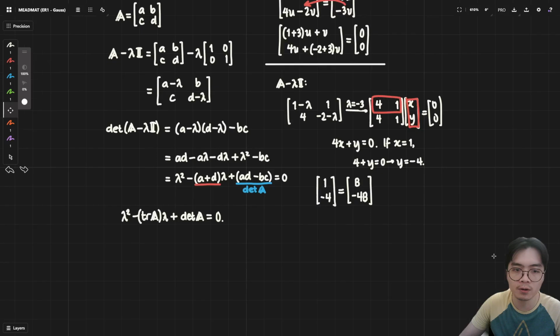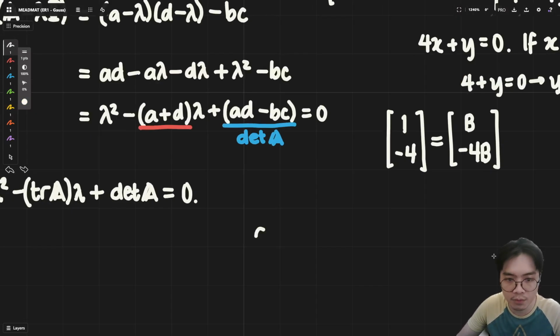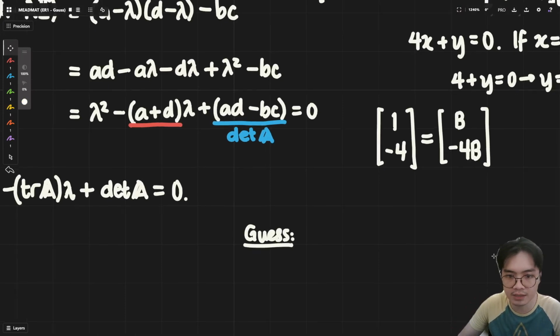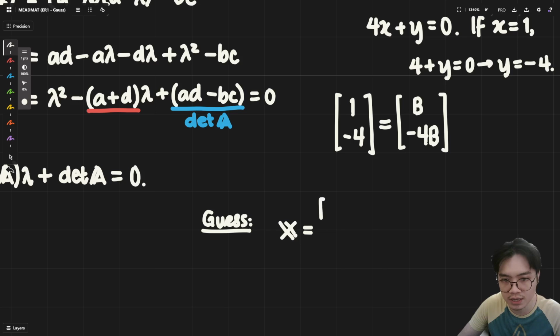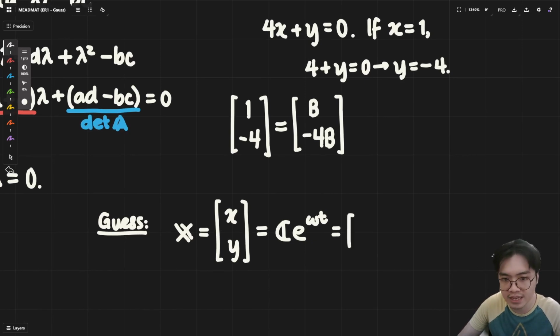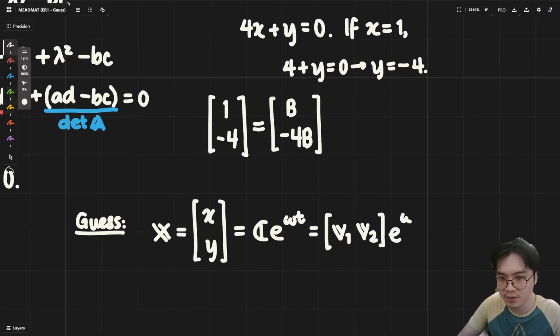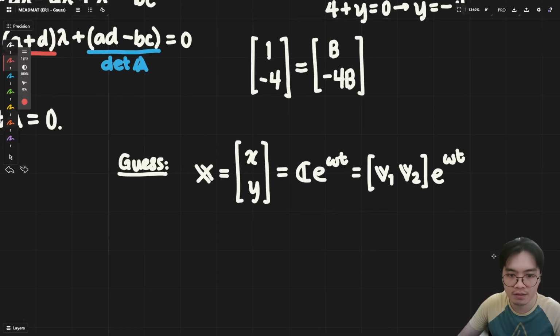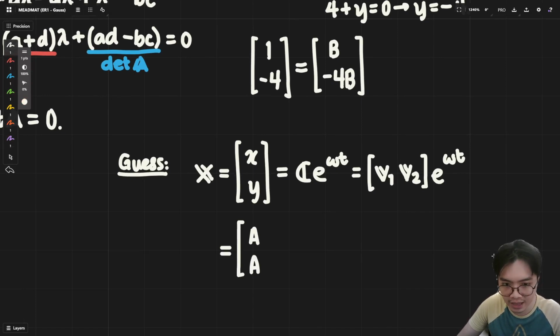We can now cobble everything together based on our guess. Based on our guess here, your x, which is basically your value of x and y, is equal to c e to the omega t. Omega in this case are your values of lambda, right? And in this case, your c corresponds to your eigenvectors 1 and 2. Then e raised to omega t, we'll look at that later. But in this case, we will see that your eigenvector 1 is a, and your eigenvector 2 is b, negative 4b.